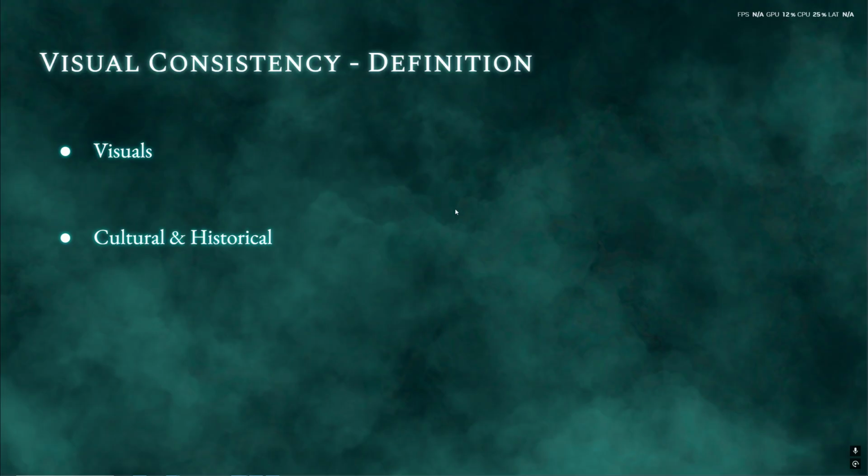Visual consistency can mean the uniformity and coherence of visual elements across games, such as characters, environments, animations, UI, and other stuff. Besides that, it can also mean the alignment of time and history. For example, you will not expect a machine gun to appear in the medieval period, right?